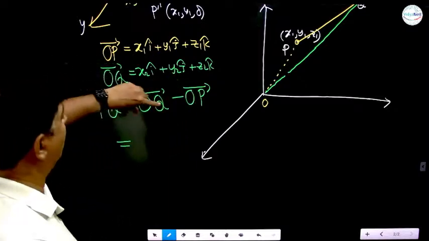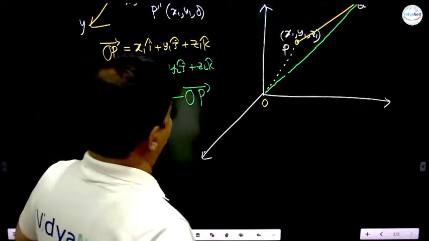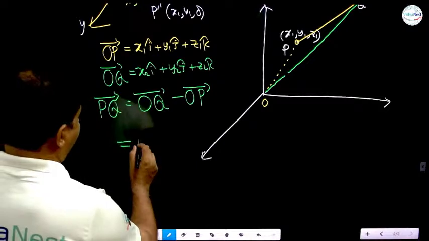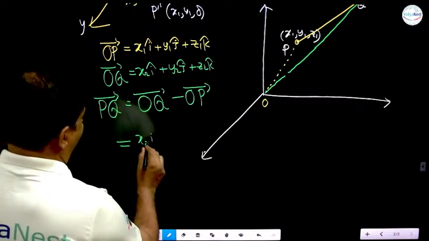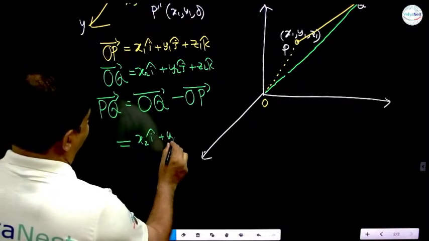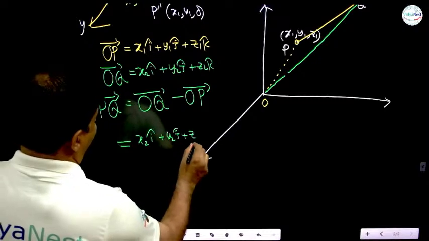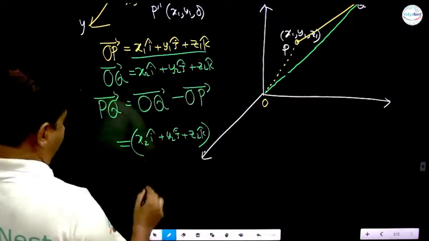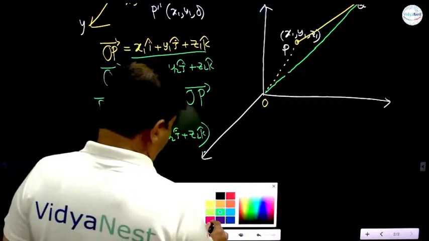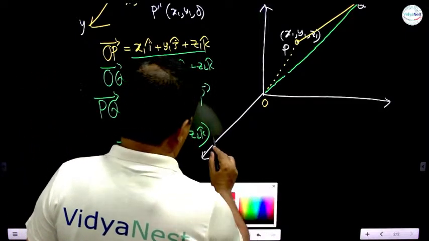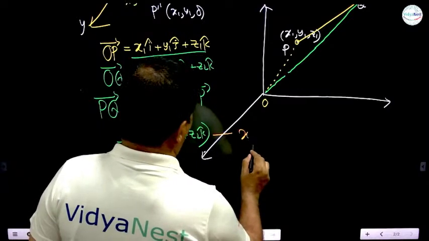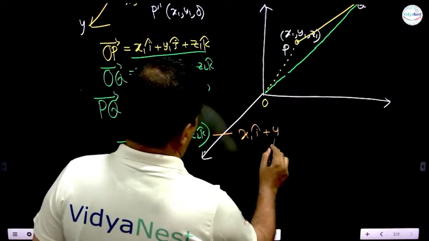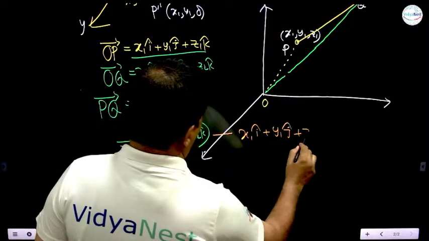So PQ is OQ minus OP. What is OQ? OQ is x2 i + y2 j + z2 k. What is OP? Earlier we got x1 i + y1 j + z1 k.